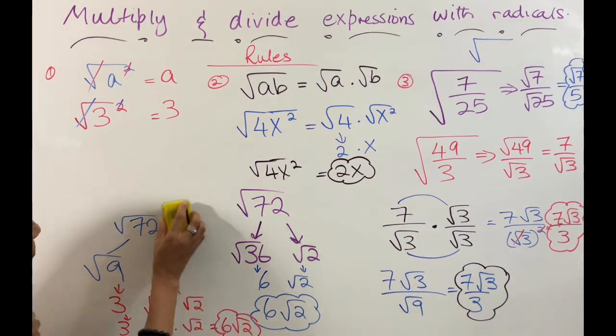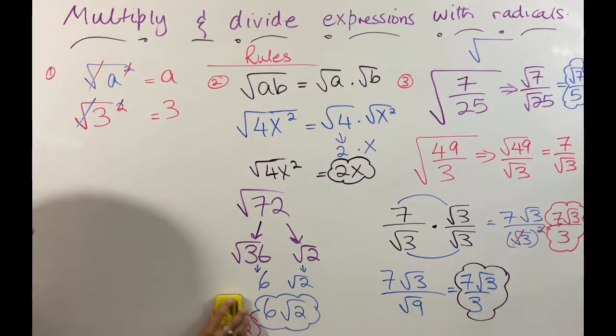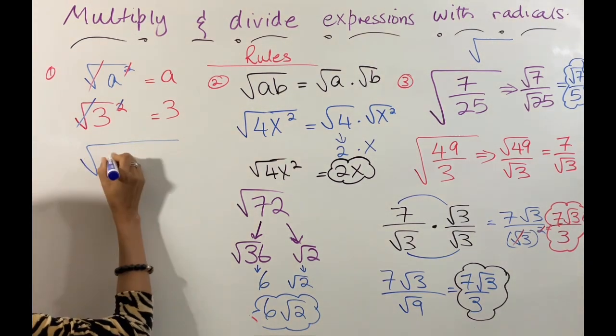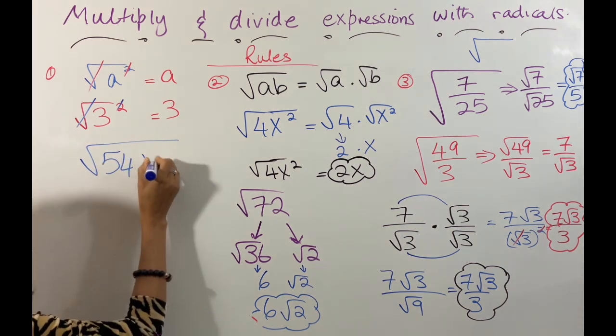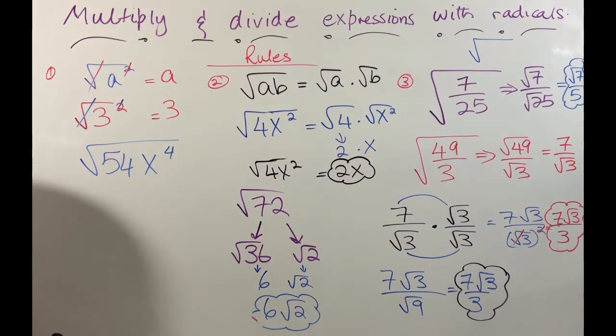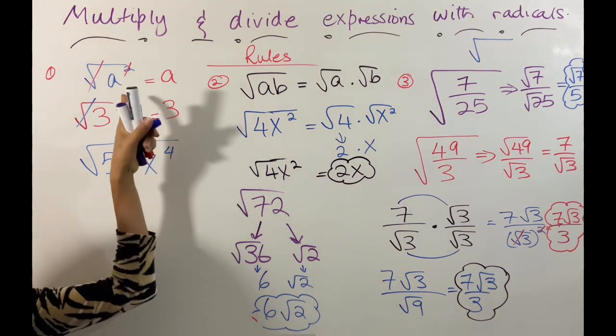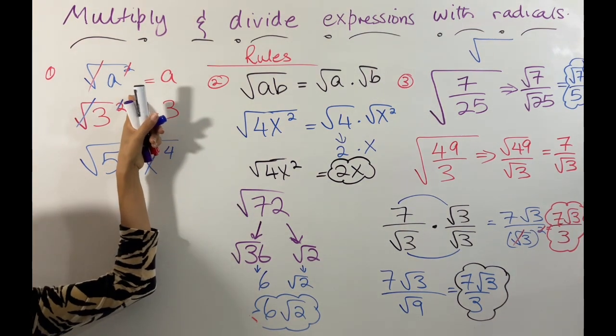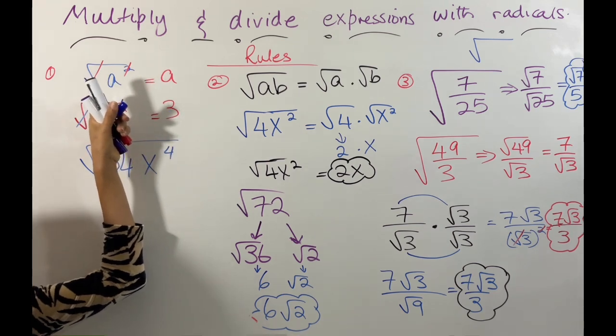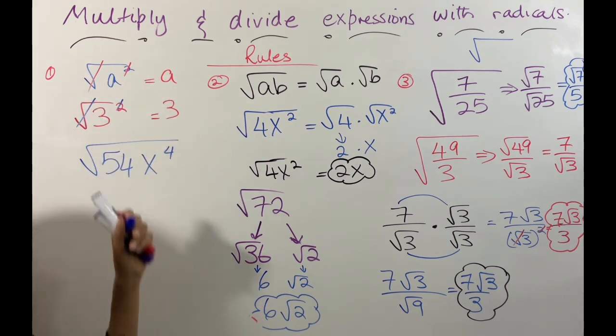There is another example that I want to show you. And this example is, say for instance, if you had radical 54 x to the 4th power. Okay? You don't have x to the second power here. I spoke to you about the x to the second power rule, where the radical sign is going to cancel out each other.